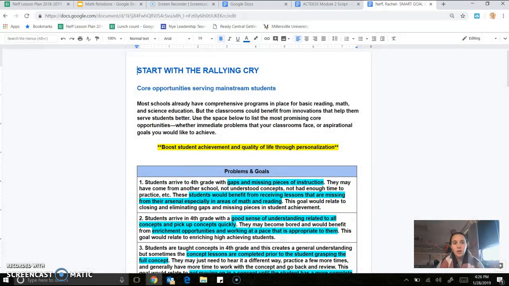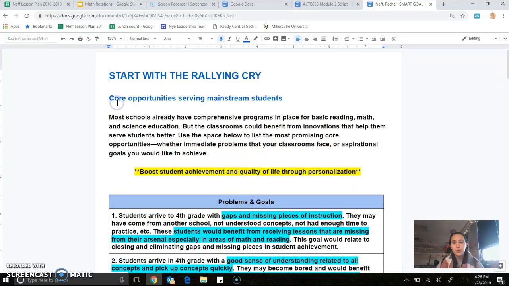So when I started thinking about this, I wanted to find out really what the reasoning for my goal was. The first thing I came up with was I looked at the three places that you could have your goal. And the one that I related closest with was to boost student achievement and quality of life through personalization.